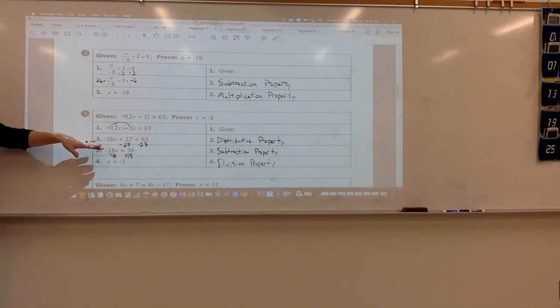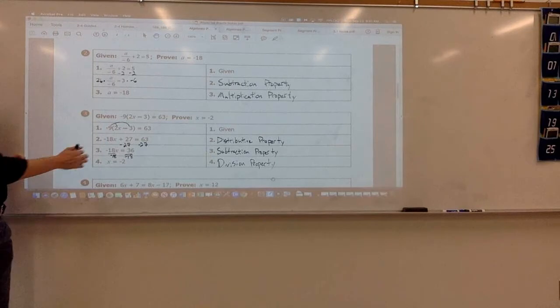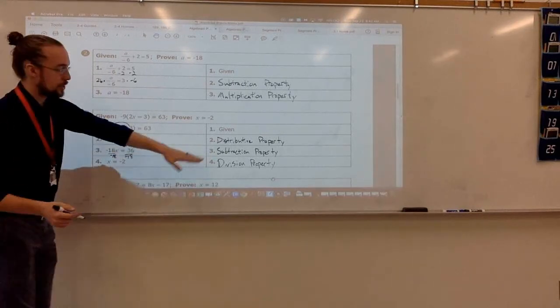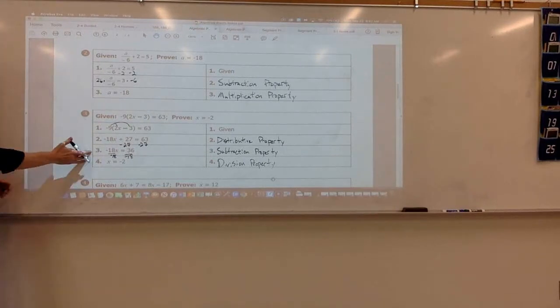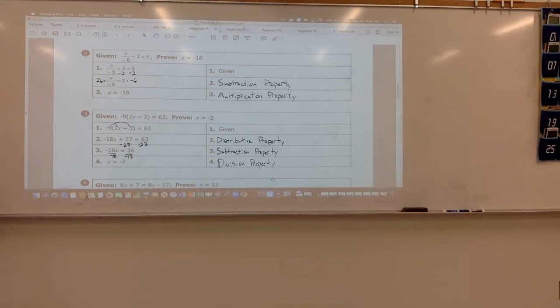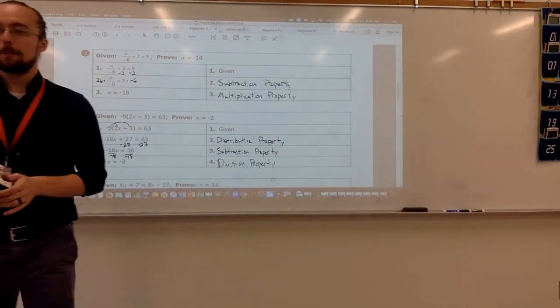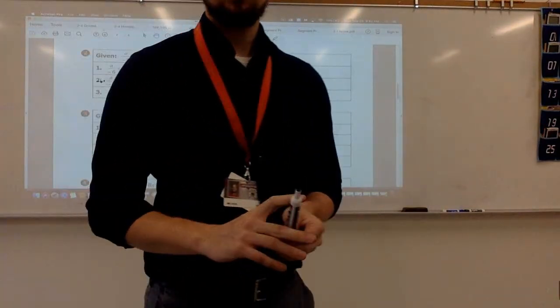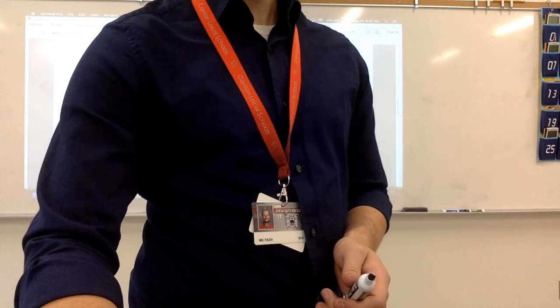Then, to get from line 2 to line 3, I would subtract 27 over. So that would be the subtraction property. And then to get from line 3 to line 4, I'm dividing both sides by -18. Questions? All right, why don't you guys try number 4 and try number 5 then.